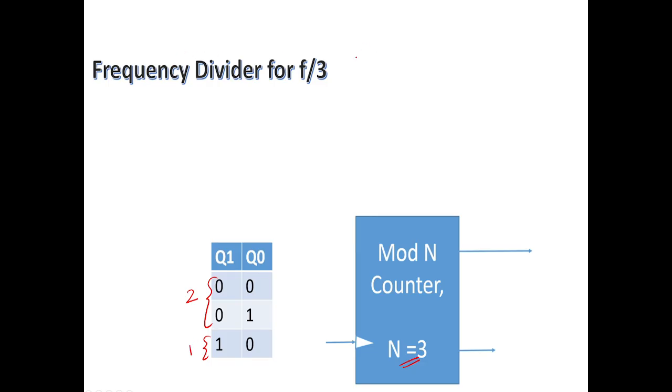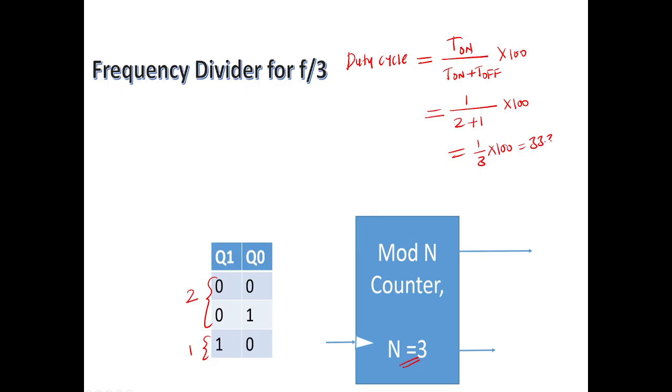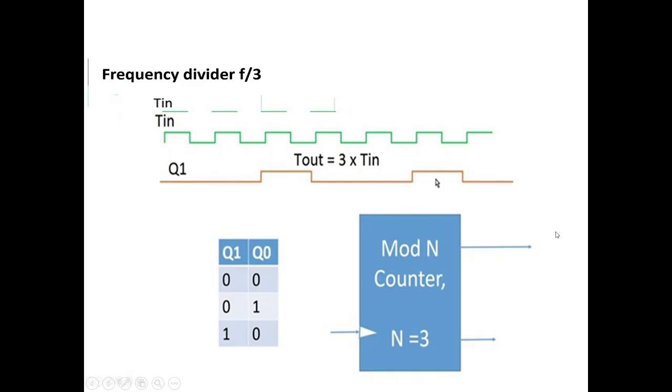Okay. So there is a term called duty cycle. What is duty cycle? Duty cycle is T on by T on plus T off. So that means here how much are you getting? Duty cycle is 1 by T on is 1, 2 plus 1. Okay. Into 100, percentage is into 100. So you are getting 1 by 3 into 100. So that means you are getting 33.33% duty cycle. Okay. So actually we will not prefer this 33.33% duty cycle.